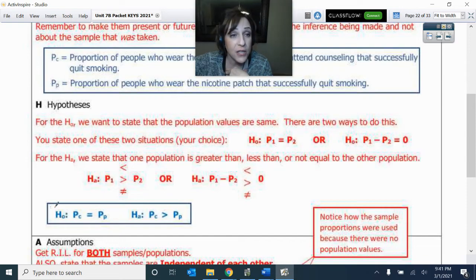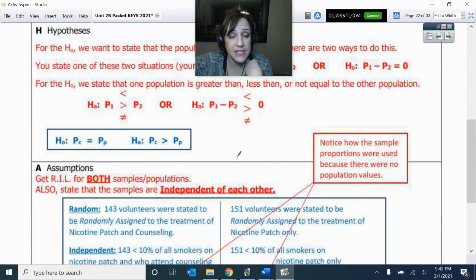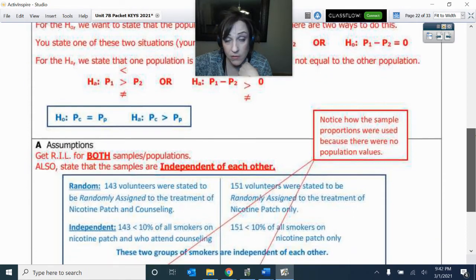Okay, so here in blue is the context of this problem we're doing. The null hypothesis, I say that they have the same success rate. And then the alternative, I'm investigating if the proportion who quit smoking using the counseling addition is greater than the proportion of those with patch only. Okay, so here we go. We're going to get real for both of them.